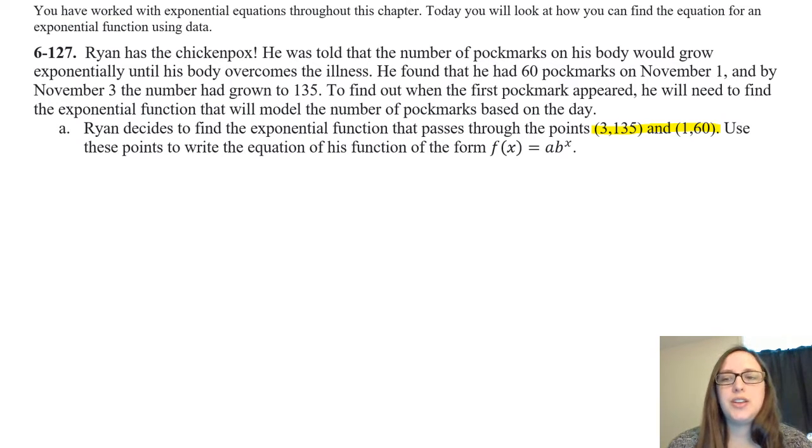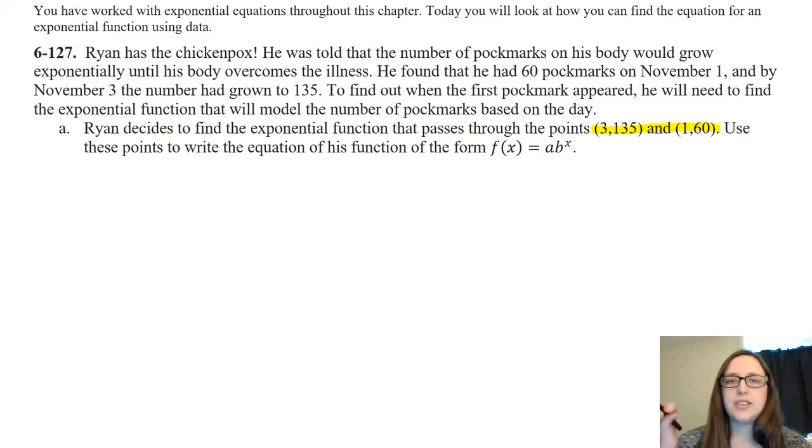And so the example is Ryan has chickenpox, and he was told that the number of pockmarks on his body would grow exponentially until his body overcomes the illness. So exponential means that it's multiplying each time. So multiplying by a factor of maybe 2, 3, that's what we're going to figure out. So he found that he had 60 pockmarks on November 1st, and so that's what the (1, 60) represents. And by November 3rd, the number had grown to 135. And so that's what the (3, 135) represents.